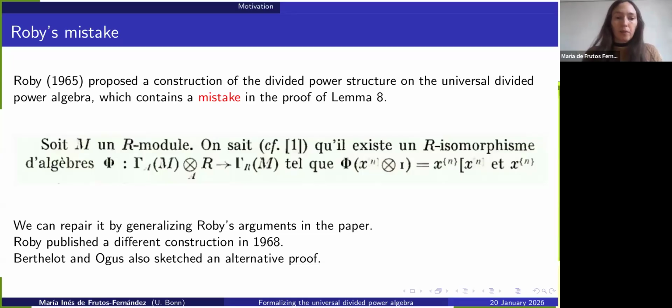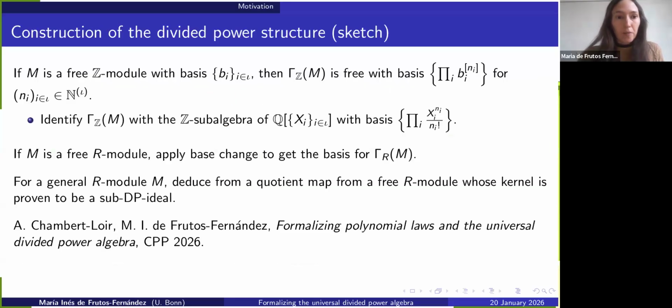But I will also mention that Roby later published a different construction of this divided power structure. And also there is another sketch by Berthelot and Ogus in an appendix to their book on crystalline cohomology. But yeah, all of these proofs are different. So the proof that we ended up formalizing is in some ways similar to the proof or sketch in Berthelot and Ogus, but it's not exactly the same proof. There are some differences. And in fact, the proof that we ended up formalizing is a bit simpler than the one that they give. So I will very quickly give you an idea of the proof that we have formalized.